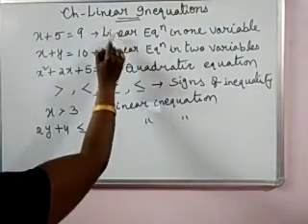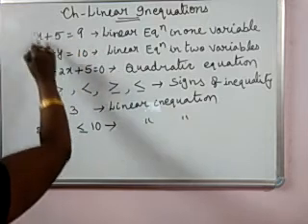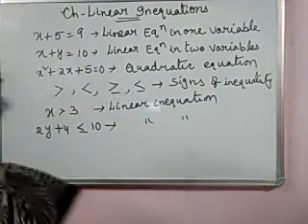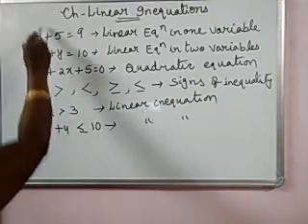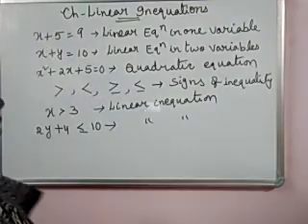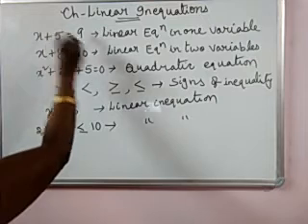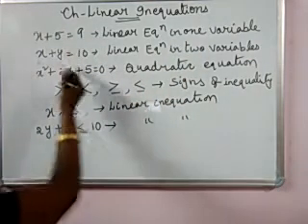Why have I given linear? If in the equation the highest power of the variable is 1, it is said to be a linear equation. Here only one variable x is there. The power is nothing, meaning 1. So the power of x is 1. So it is a linear equation in one variable.